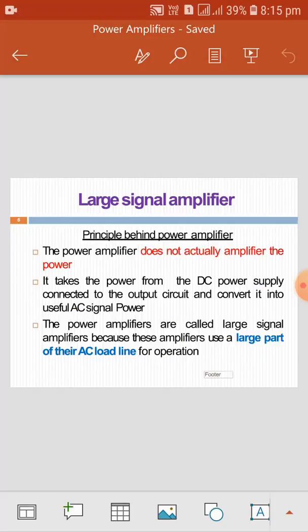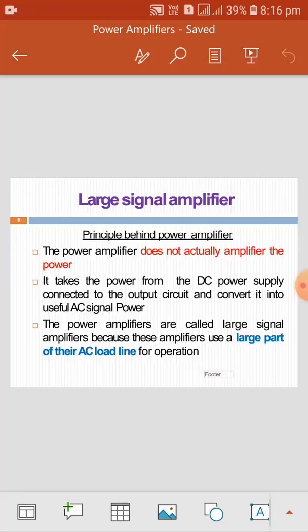What is actually large signal power? In the previous slide I have explained what is large signal amplifier, how it works. Now what is the basic principle involved in this power amplifier is, from the name we can say that power amplifier actually amplifies the power. The main reason why it is called as power amplifier is it takes the power from DC supply connected to the output circuit and converts it into the useful AC signal power. In the previous case, that is microphone and loudspeaker, our AC signal is nothing but the human voice which is amplified through these voltage amplifier and power amplifiers.